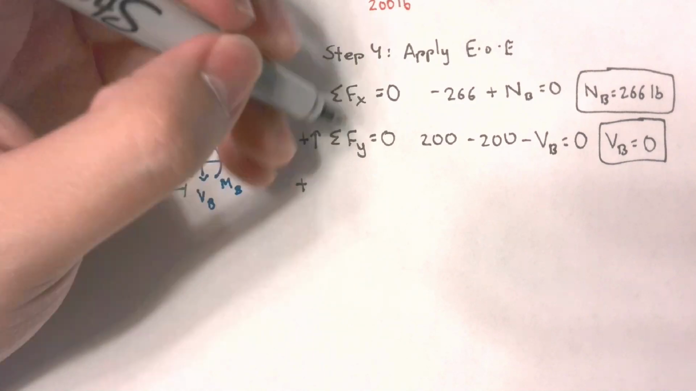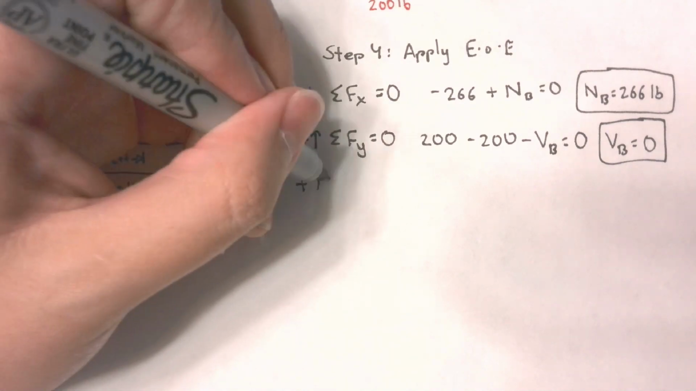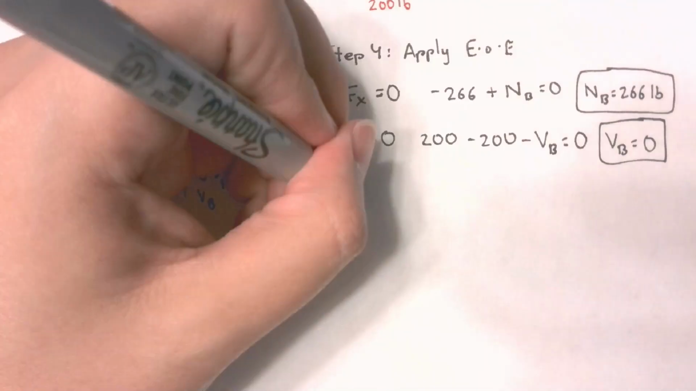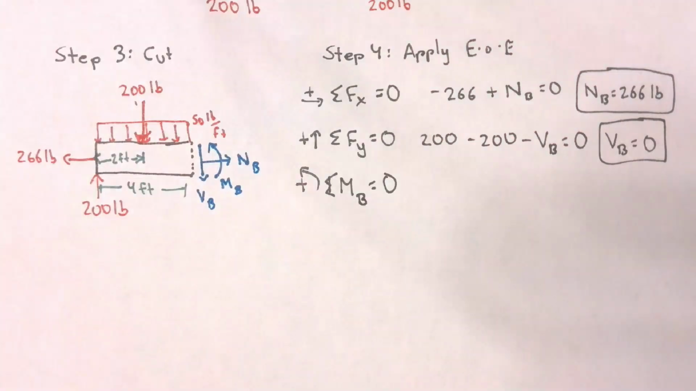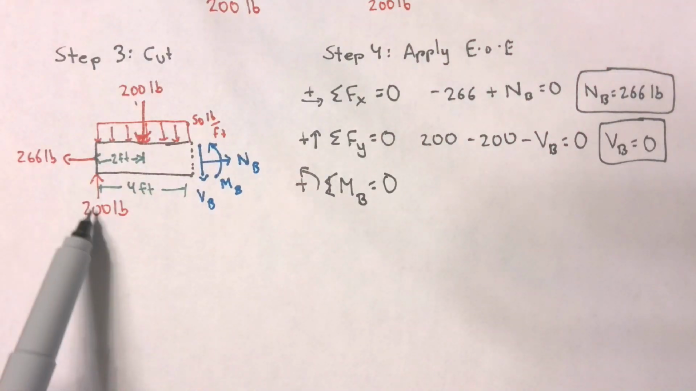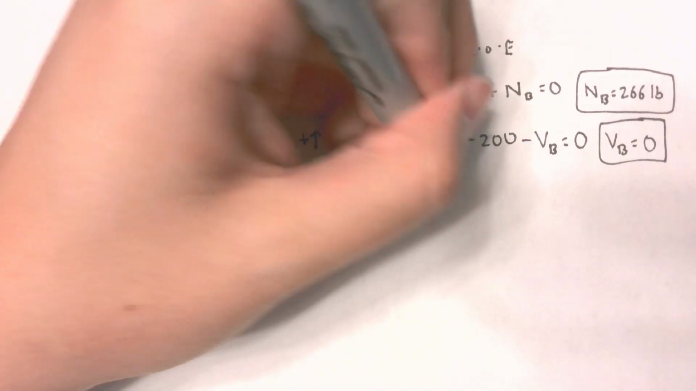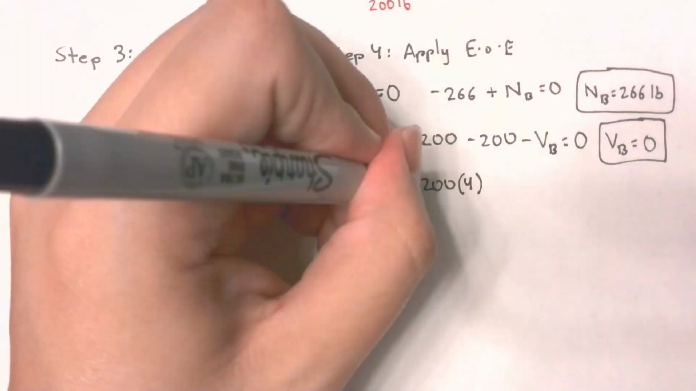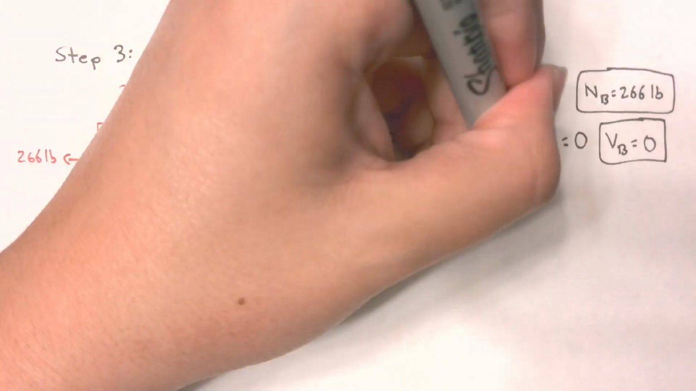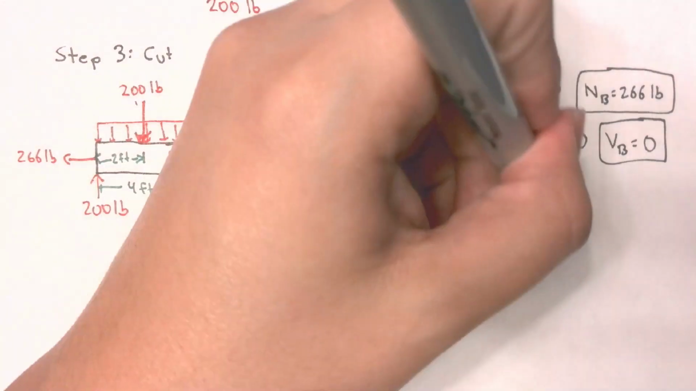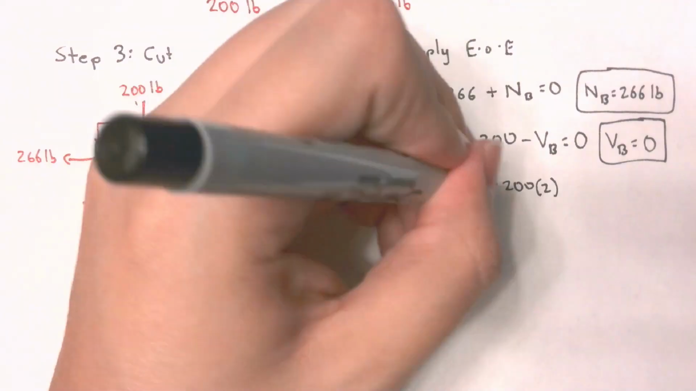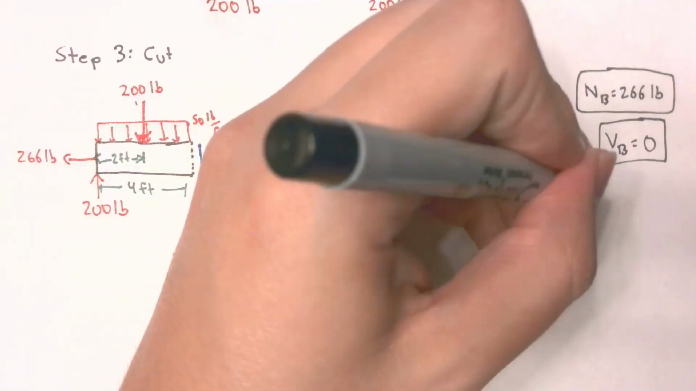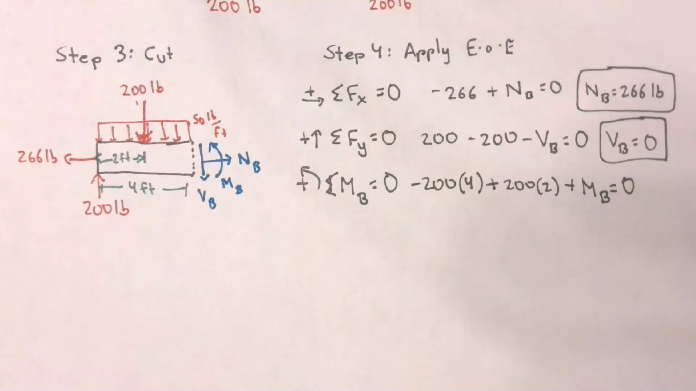And now I can look at my bending moment. Sum of moments. And I'm going to select my moments at point B equals 0. I have a 200-pound force acting at a distance of 4 feet and making a clockwise rotation, so negative. I have a 200-pound force acting at a distance of 2 feet, making a counterclockwise, so positive rotation. And then I have my bending moment, which is counterclockwise, so it's positive. All of this equals 0.